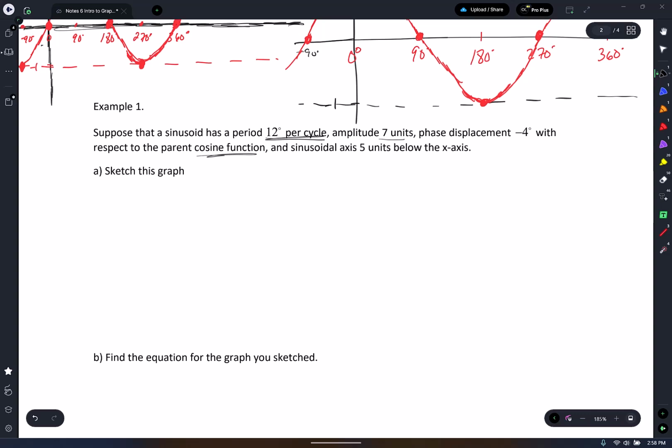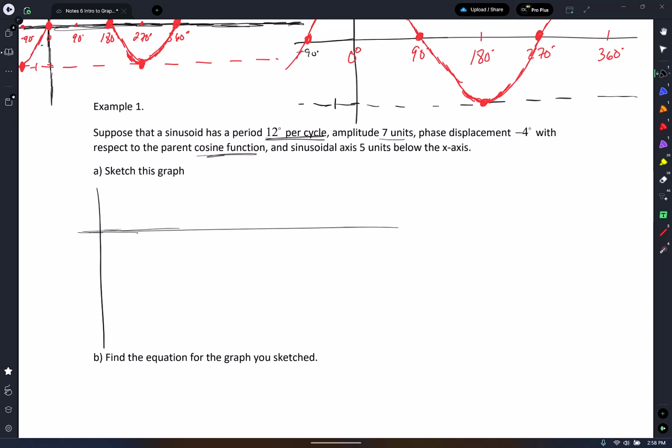You guys ready? So let's do a grid. So here's my grid. That's the y-axis. And since most of this is below the x-axis, I'm going to make it look like this. That's the x-axis. Where's my midline? It says right here, 5 units below the x-axis. So I'm going to say that this is -5 right here.